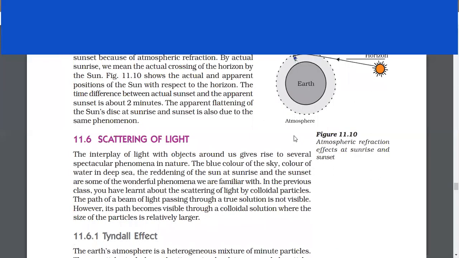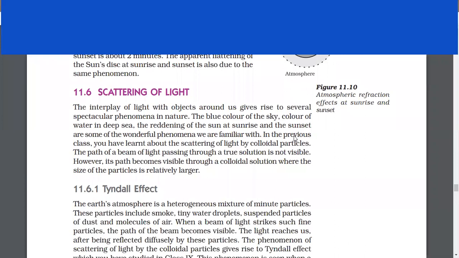Scattering of light. The interplay of light with objects around us gives rise to several spectacular phenomena in nature. The blue color of the sky, the color of water in deep sea, the reddening of the sun at sunrise and the sunset are some of the wonderful phenomena we are familiar with. In the previous class, you have learned that the scattering of light by colloidal particles takes place. The path of a beam of light passing through a true solution is not visible. However, its path becomes visible through a colloidal solution where the size of the particles is relatively larger.